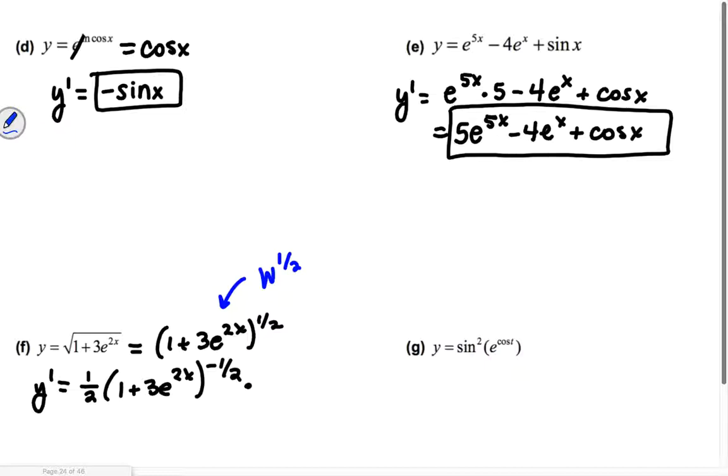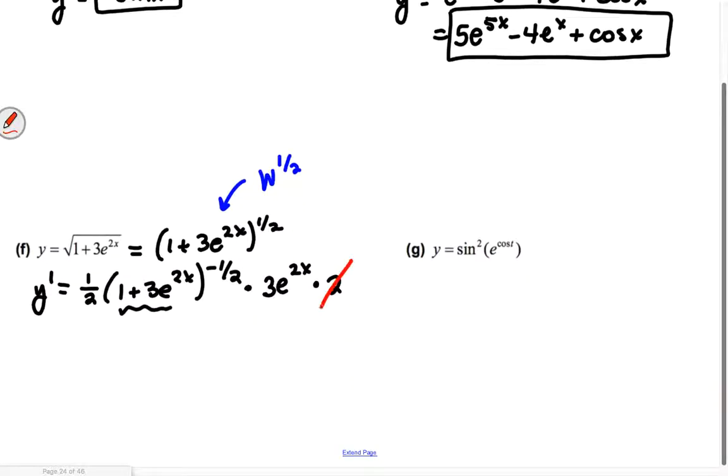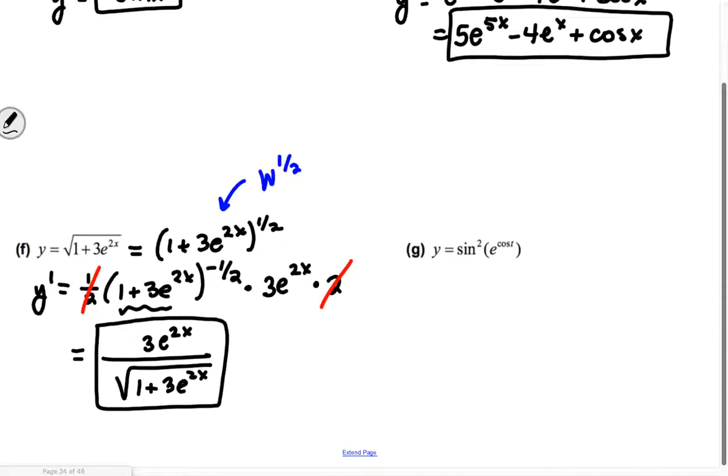So we have that part, 1/2. The w stays the same to the negative 1/2. And then we multiply by the chain. So our chain is the derivative of the inside. Yep, 3e to the 2x times 2. Did you guys all have that? And then you can simplify a little bit, like the 2 and the 1/2 go away, right? So that negative exponent is now on the bottom as 1 plus 3e to the 2x under a square root. And then I have 3e to the 2x on top. So that's how I would simplify that.